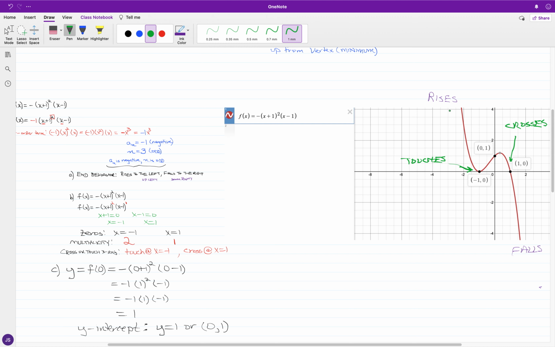So you have end behavior, rises to the left, falls to the right. And again for the zeros and the multiplicities, the graph ends up touching at x is equal to negative 1 and crossing at x is equal to 1.